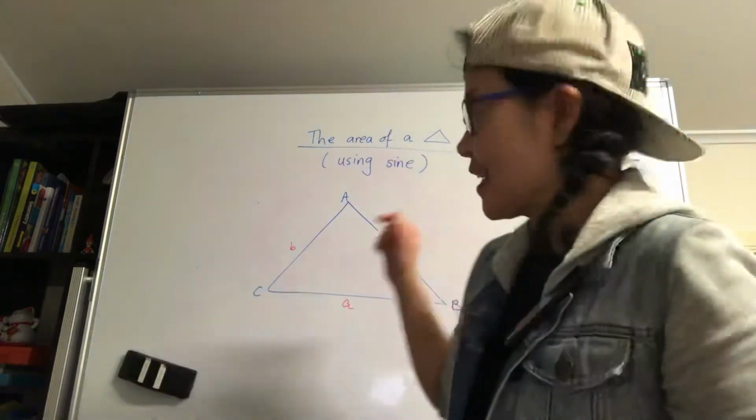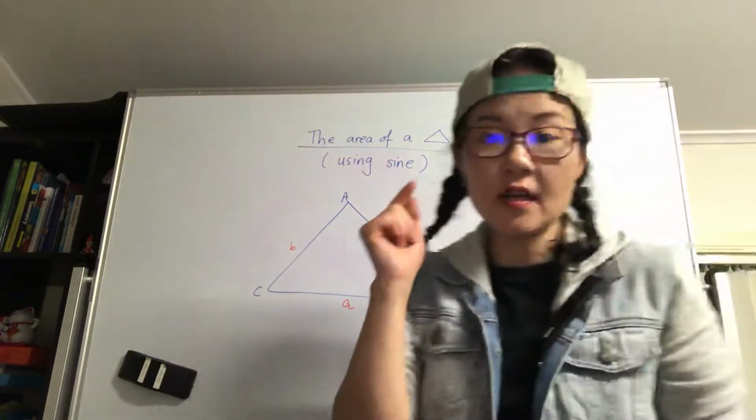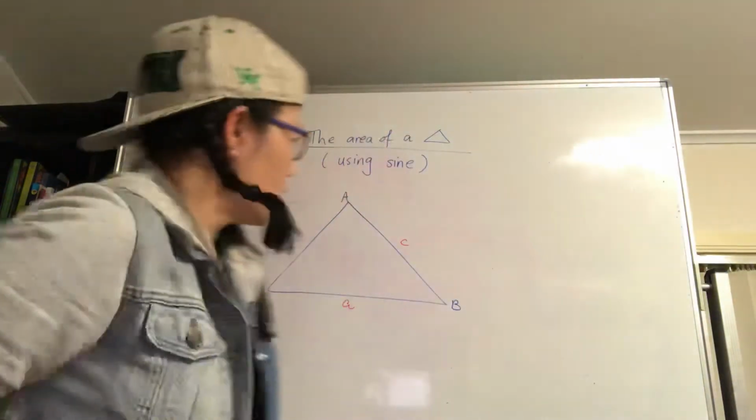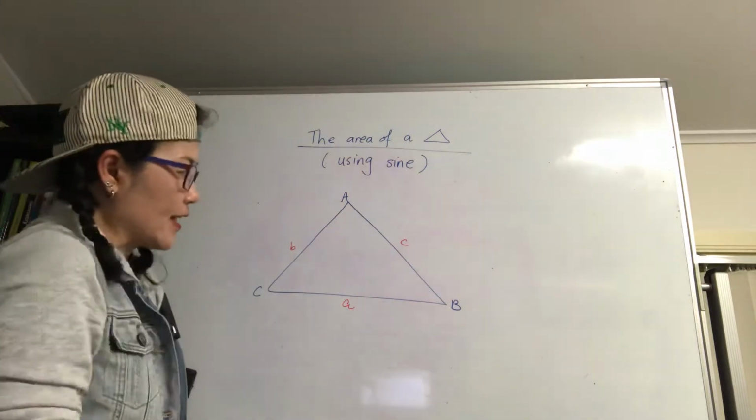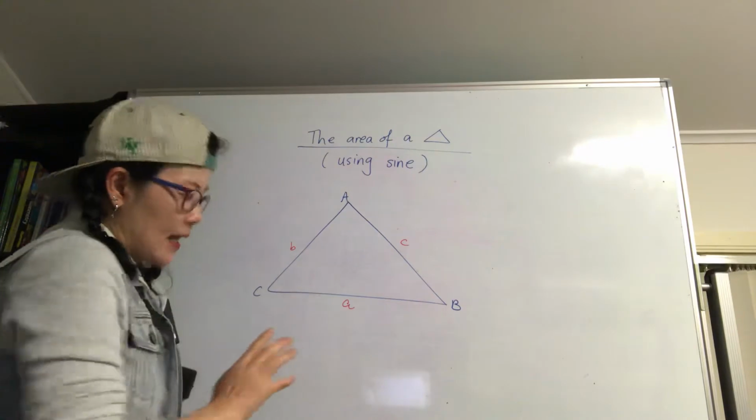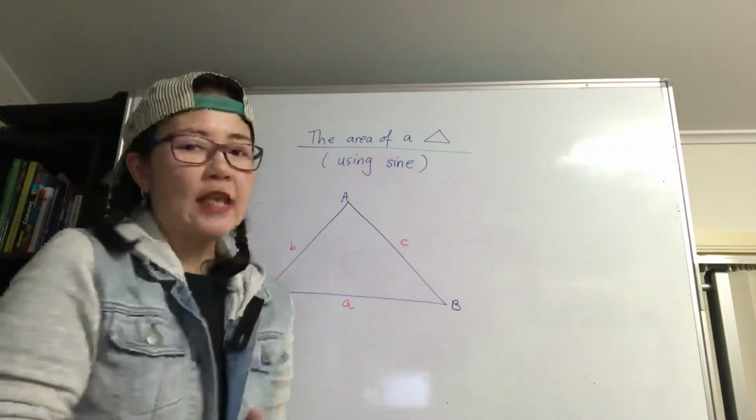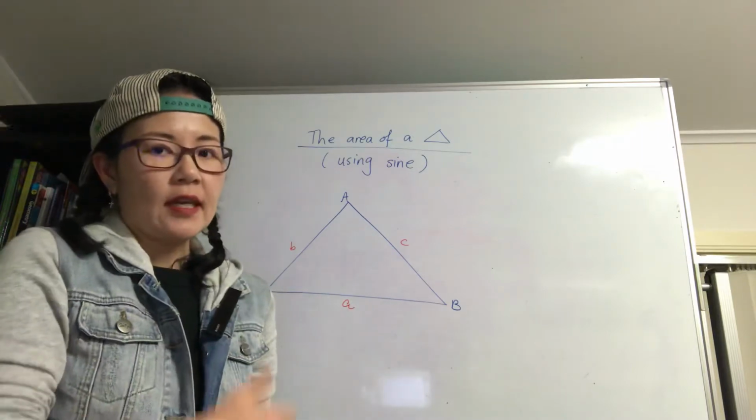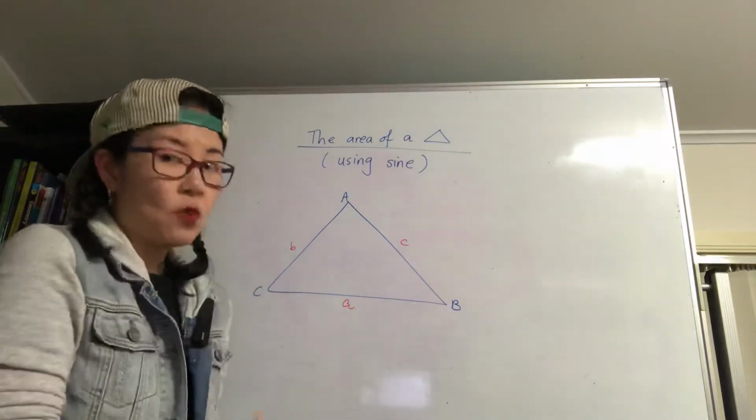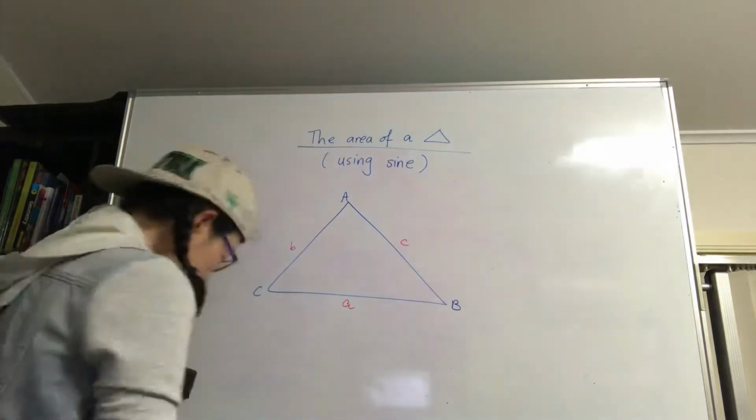Now today's lesson is the area of a triangle, but it's a non-right angle triangle and we're going to use a sine to do this. So we've got this non-right angle triangle right here, and I've got the sides A, B, C here. What if the question hasn't given you the height of it? And how are we going to use it if it's not a right angle triangle? This is why the formula using sine is very handy. So let's have a look at this.